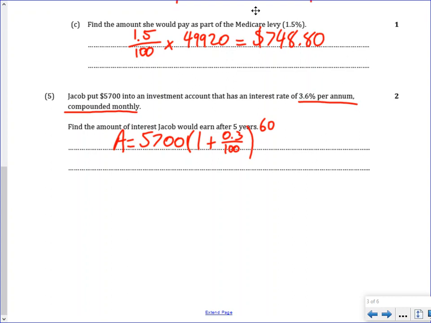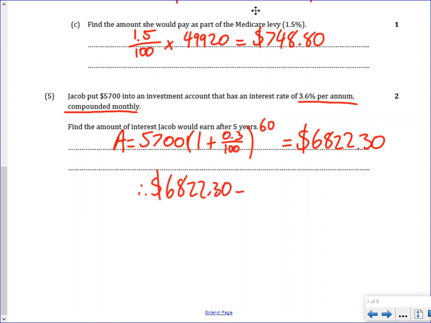So once we put that into our calculator, we'll get $5,700 times 1 plus 0.3 over 100 to the power of 60, which gives me $6,822.30. But that's not the end of the question though. The question is how much interest would she earn. Alright, so we're not trying to find the total amount at the end. What we're trying to do is see how much it actually grew by. So that means we're going to have to take that number we just found and subtract it by the principal, which is 5,700.